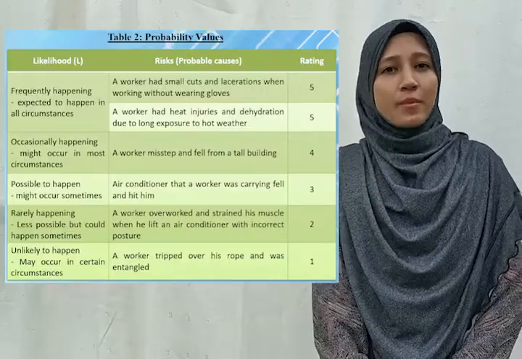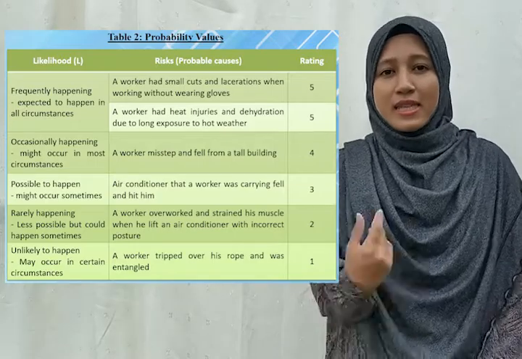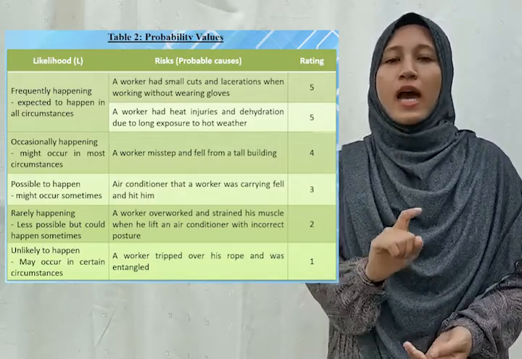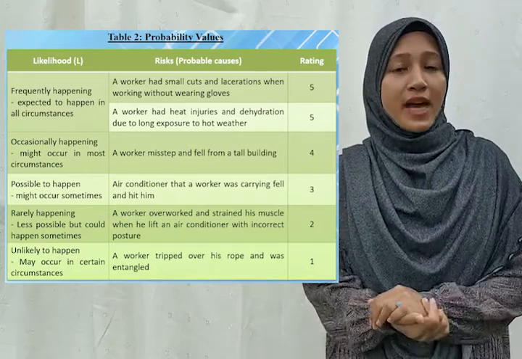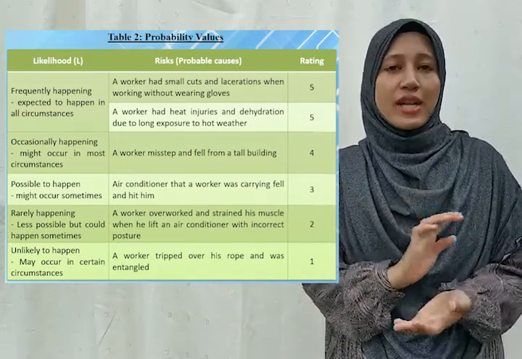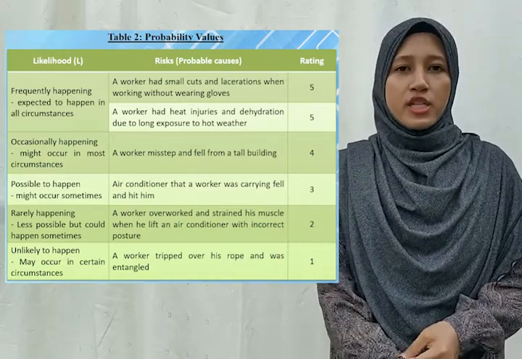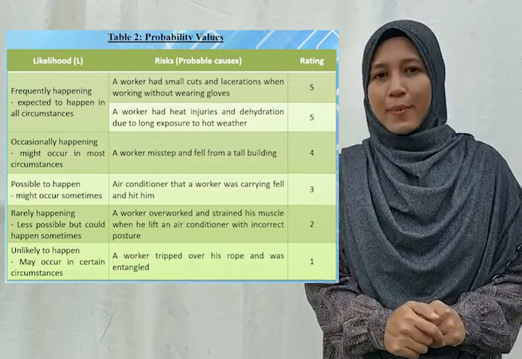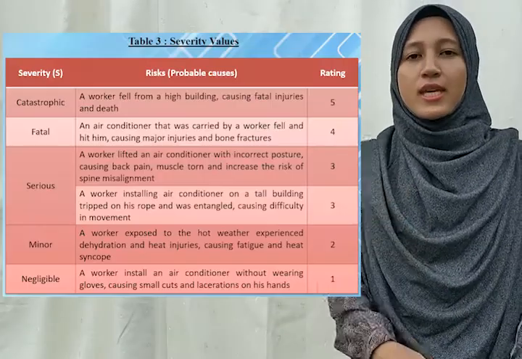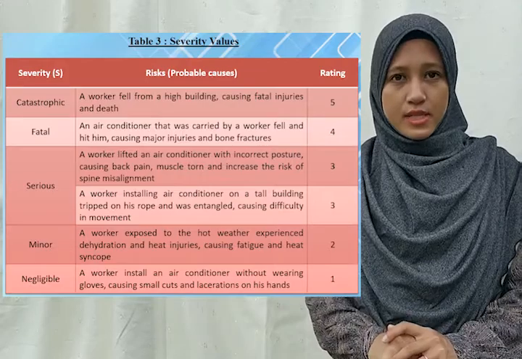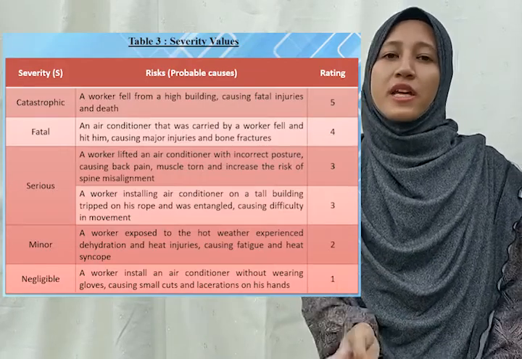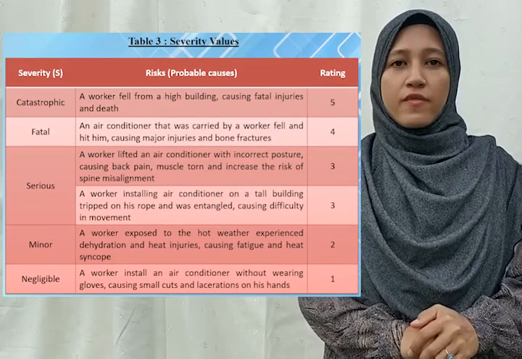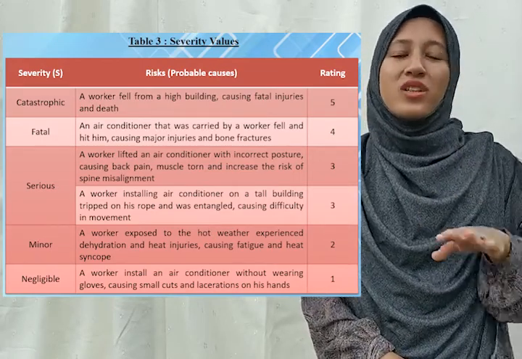Next, we move on to Table 2. Table 2 is about the probability of the risk. This is where we classify the risk that we have identified in Table 1 according to the number of times that the risk has actually happened. The range is from frequently happening to unlikely to happen. Table 3 is about the severity of the risk. This is where we classify the risk according to the level of severity, ranging from catastrophic to negligible.